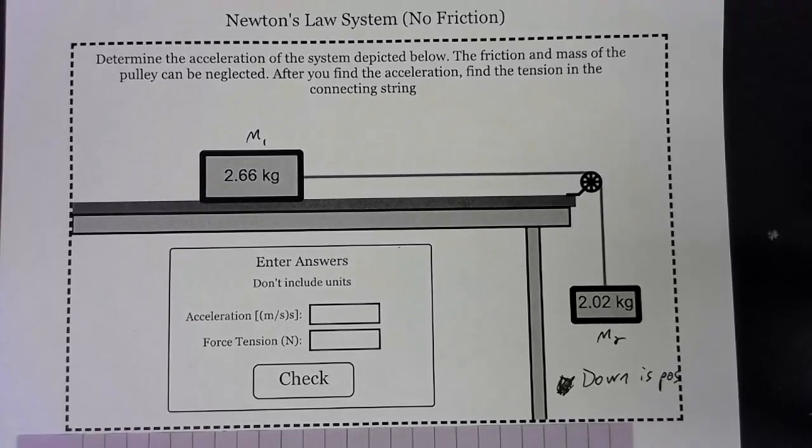Alright guys, time to sort it out. Here we have Newton's law system, no friction. So we have a two-block system over a pulley, and our goal is to find the acceleration and then the force of tension in the string.